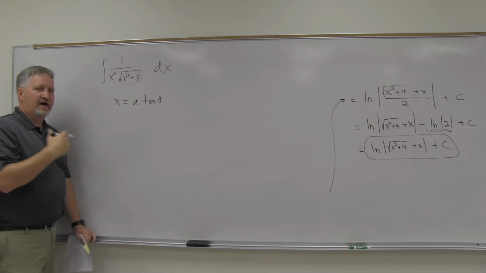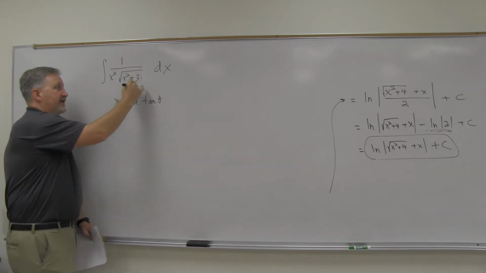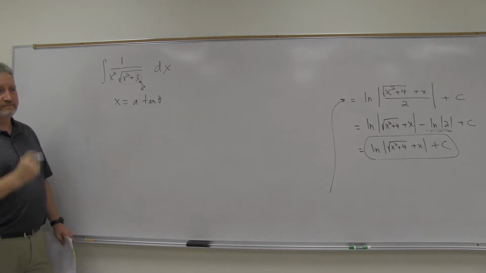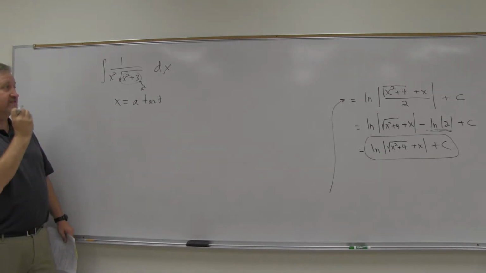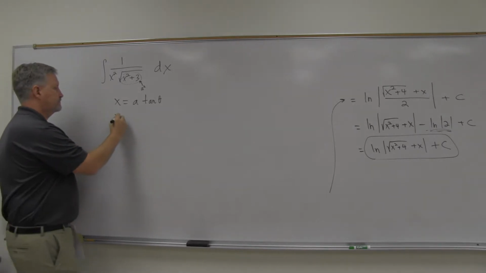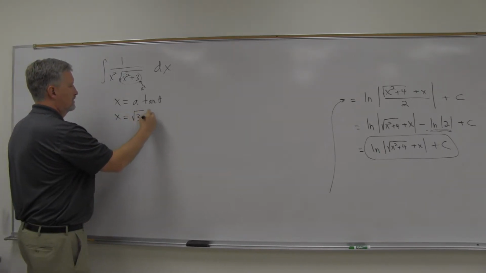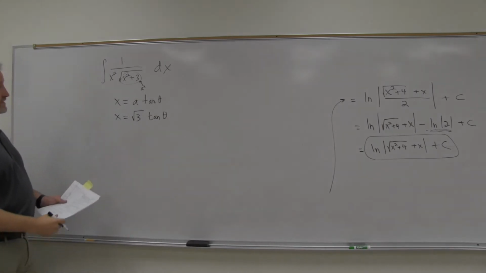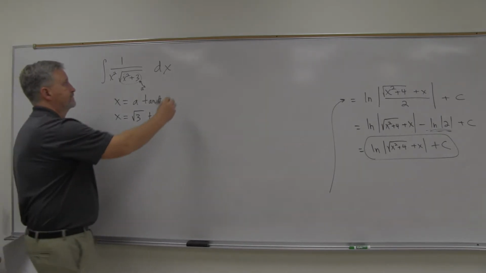Again, this one's not a nice a, but understand that it's a squared in that trig sub form. So what's the a there? Well, it'll be the square root of 3. So x equals the square root of 3 times the tangent of theta. With me?